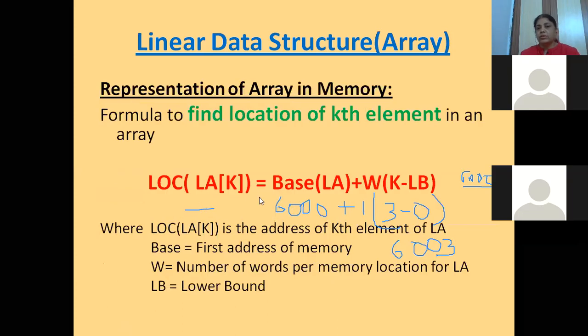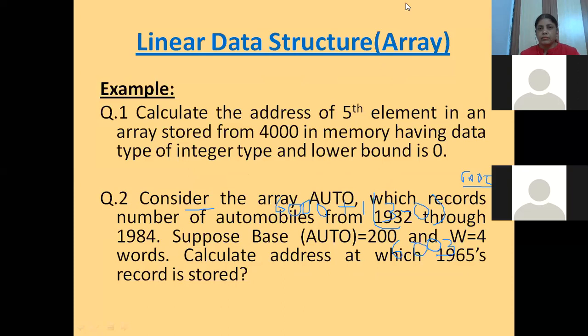Then you have to use this formula. Okay, so I'm giving you 2 examples. Now you calculate and tell me. Take first example. Calculate the address of fifth element in an array stored from 4,000 in memory, having data type of integer type and lower bound is 0. Okay, so you have to find the address of fifth element.